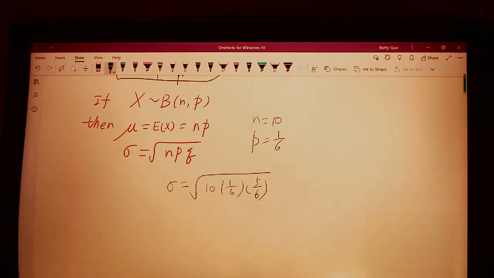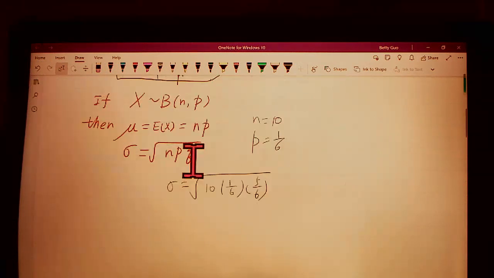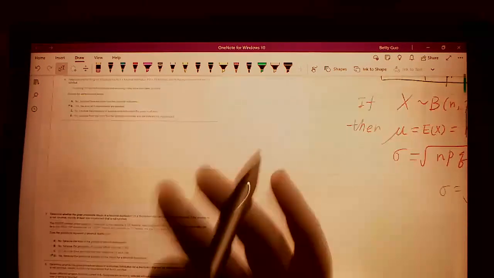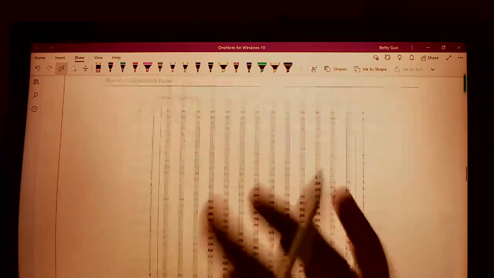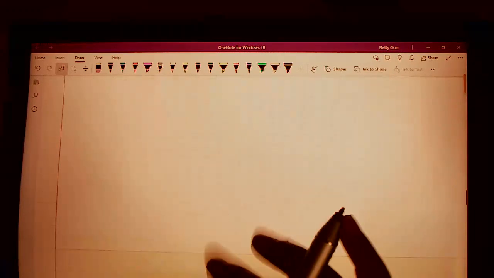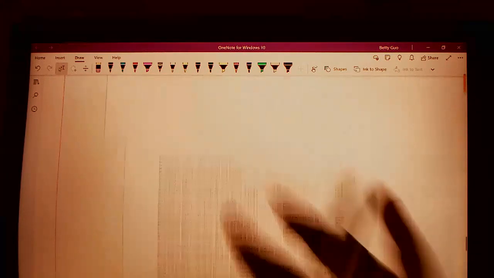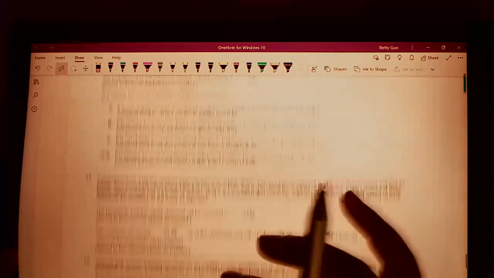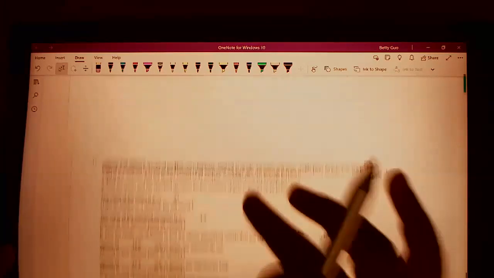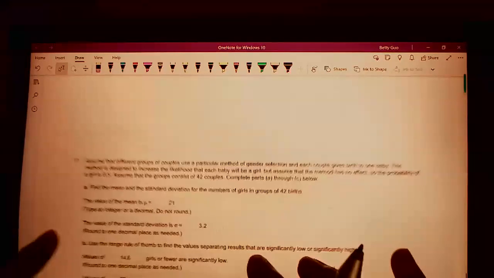All right, so we have a few questions for section 5.2 that are about the mu and the sigma. Let's give it a try. Let's look at number 17.